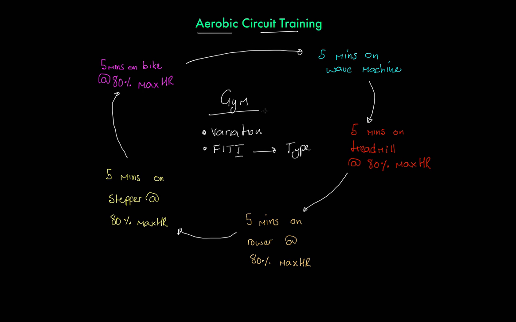So just as a very simple example, we might start over here. We might do 5 minutes on a treadmill, and we're looking for that 80% of max heart rate, which is towards the upper end of our aerobic, cardiovascular health training zone. We're going to do 5 minutes, move straight onto the rower at 80%, straight onto the stepper at 80%, straight onto the bike at 80%, and then straight onto the wave machine. And I meant to put here actually, at 80% max HR, max heart rate.